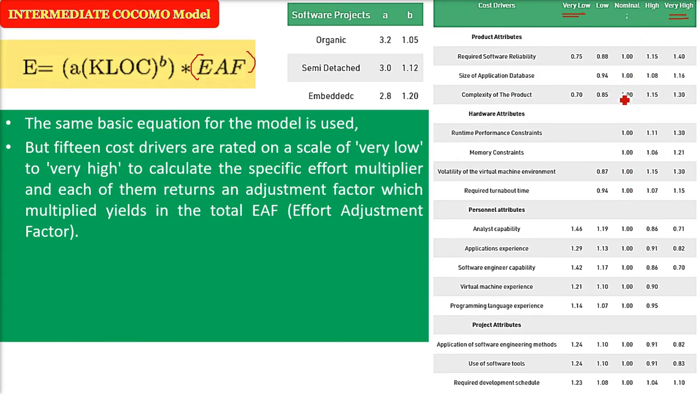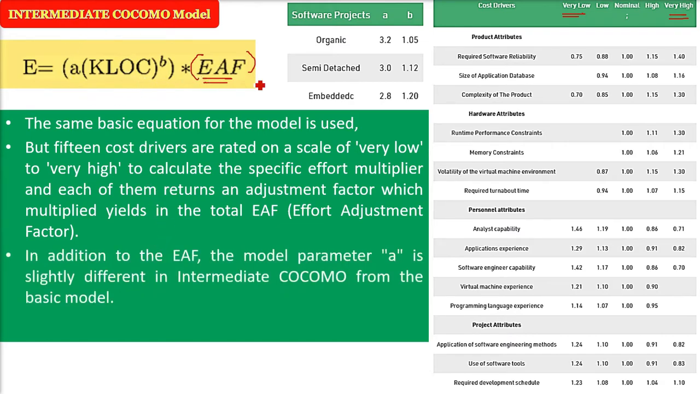For example, say my software requires strong reliability. So you take very high reliability. This one, required software reliability, is the product attribute cost driver. If you want very high reliability for your project, you take the value 1.40 in EAF. If there are multiple values required in your project, you take all the values and multiply them to get the EAF. It is simply the multiplication of the values being taken.